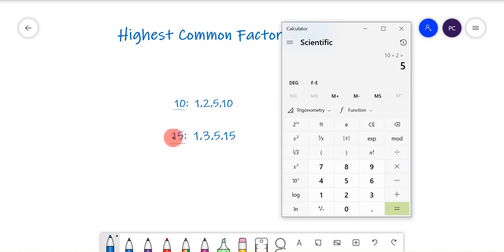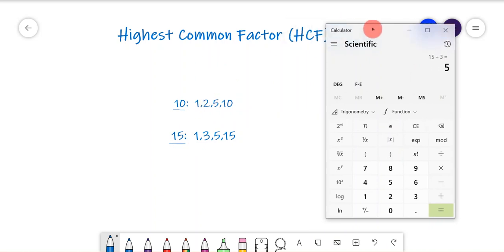Likewise, I've done the same for 15. This is the number 15, and I've listed out all of the factors for 15. So you have 1, 3, 5 and 15. These are all the factors for 10, and these are all the factors for 15. Again, if I was to take any of these numbers and divide it into 15, they will divide in evenly with no remainder. We can see that 15 divided by 3 is equal to 5, so therefore 3 is a factor of 15. That's what we mean by factors.